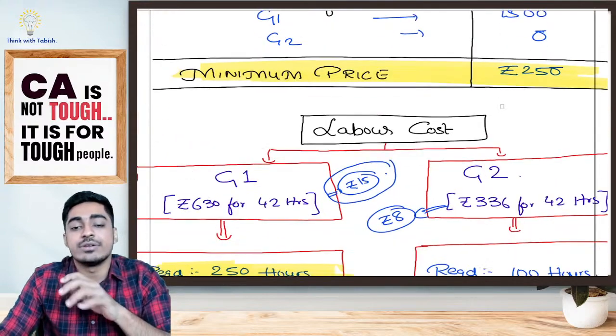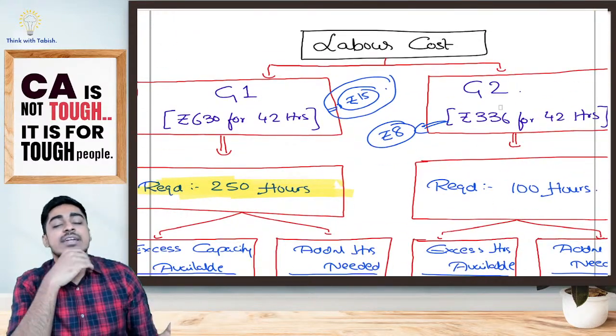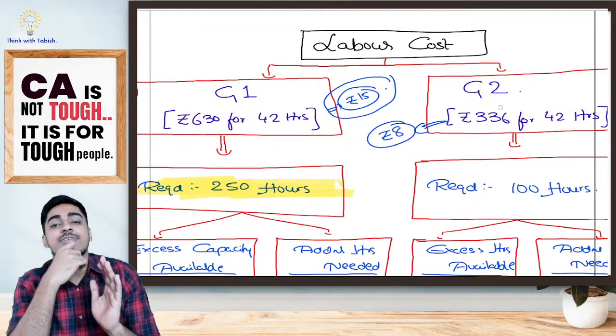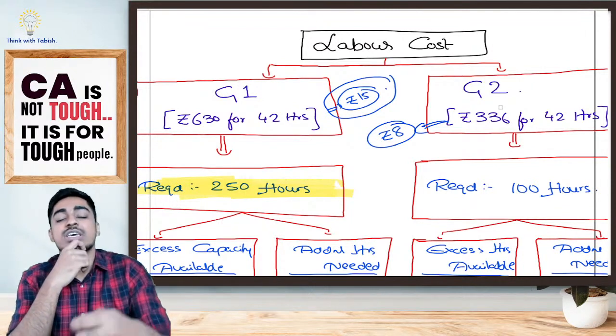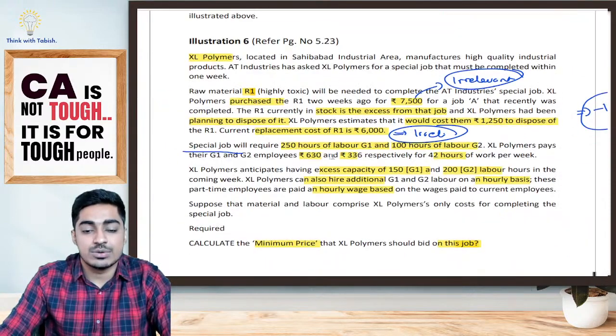Next, for labor, we need to write how much we are paying and how much excess capacity is available. That relevant cost is 0. For additional hours, we will recruit new employees, and we will be paying this amount. So this is the relevant cost. This is the answer. Look at the answer.